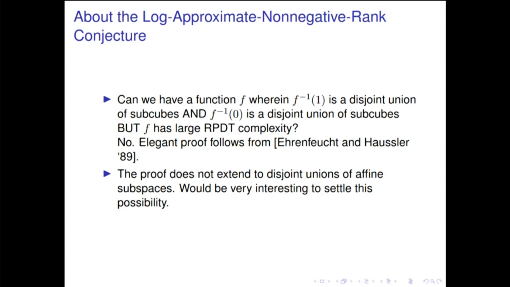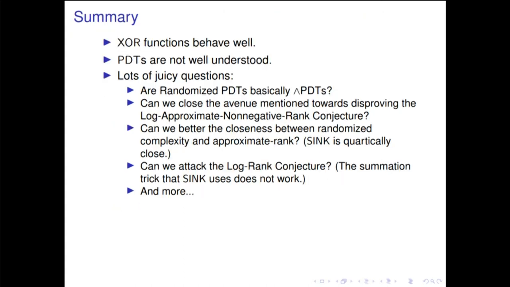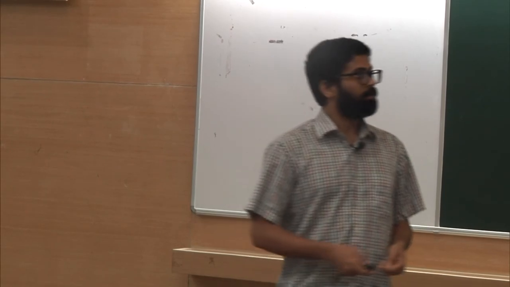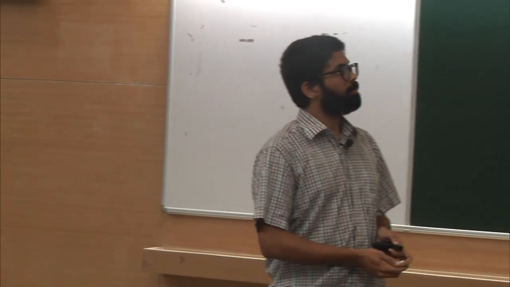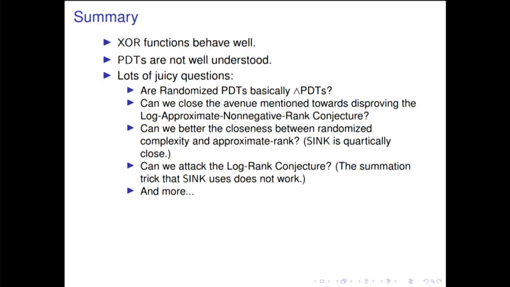So to summarize what I wanted to say, we know that XOR functions behave well according to some measures that lift very easily. We know that PDTs are not well understood, and there's a playground there that we can continue to search in. And there are many juicy questions. One is the question that I mentioned at the beginning. Are randomized PDTs the same as what I've written there as conjunction PDTs?